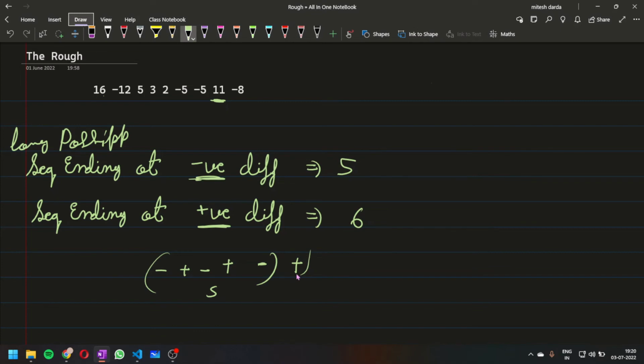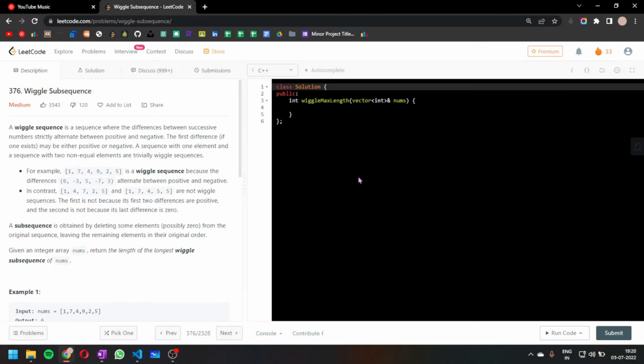Then we encounter another positive value. So this is the longest possible subsequence ending at a positive value, and this will become 6. Okay, so this has been done. Again we encounter a negative value. So this is going to become 7, and at the end we have iterated through our array. We are going to return the maximum of these 2 values.